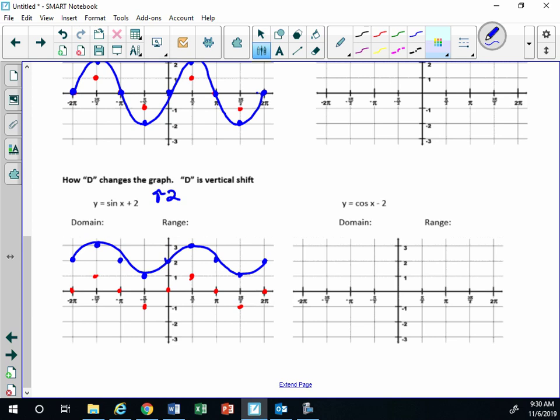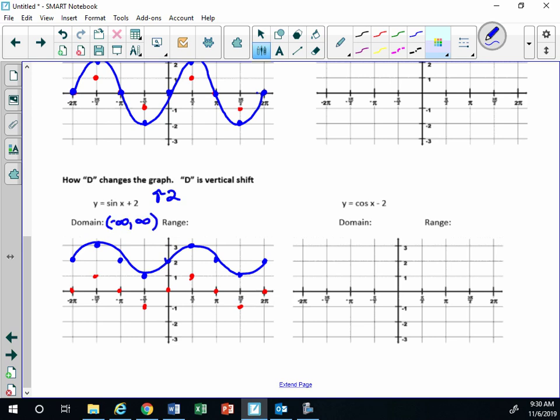Okay, I ask you domain and range this time too. So what's the domain of this one? I know we're only graphing it from negative 2 pi to 2 pi, but does it stop there? No. So what do we think the domain is? Perfect. Negative infinity to infinity.